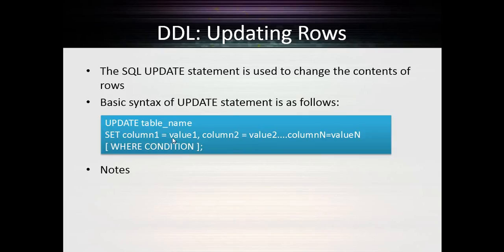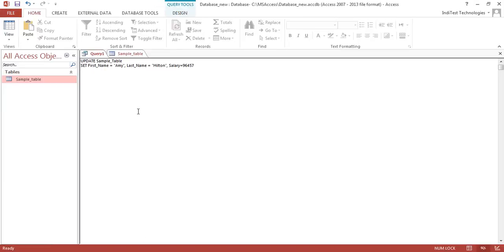So if you have a 10 column table and you want to change just two columns, you need to just repeat this set syntax just twice. And the where condition is used to specifically identify some rows in your table, and the meaning of which is going to be pretty much apparent in the later part of this session. So let's take a look at the example for this.